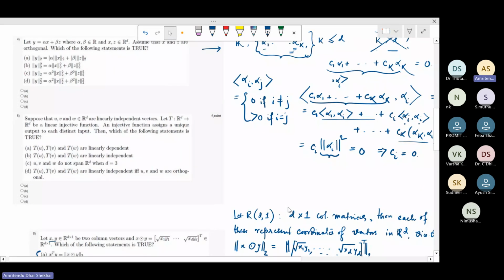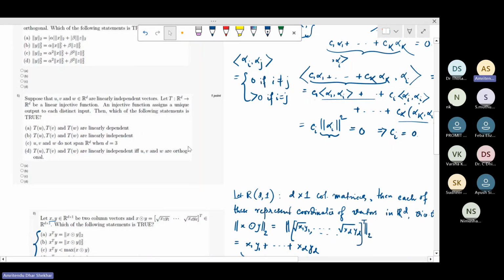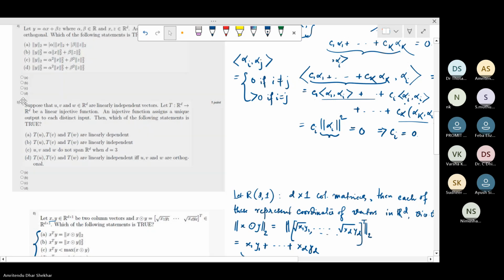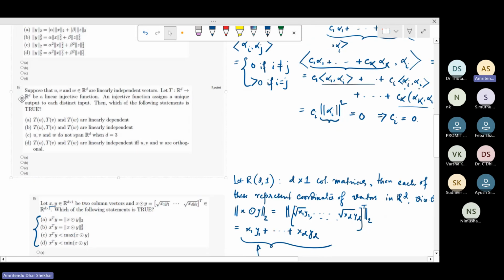Okay, let's look at the fifth problem. Suppose U, V, and W are linearly independent vectors, and T is a linear injective function.